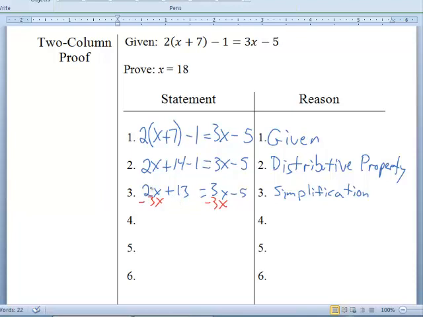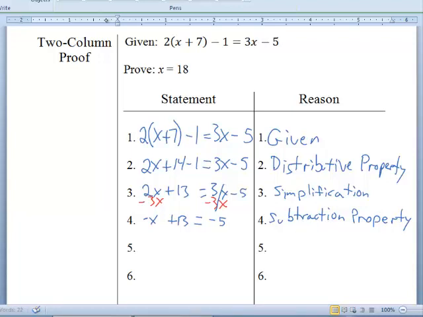So 2x minus 3x is negative x, and I have that positive 13, so negative x plus 13 is equal to, these cancel out, is equal to just leftover negative 5. Okay, why can I do that? Well, I subtracted, so that's simply the subtraction property. And yes, I want you to write down subtraction property, because it's actually called the subtraction property of equality. I'm being nice by saying subtraction property will suffice.